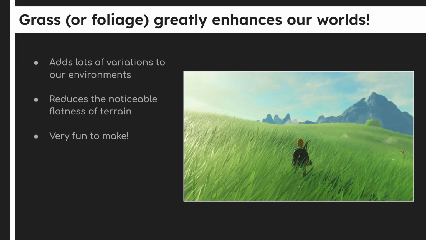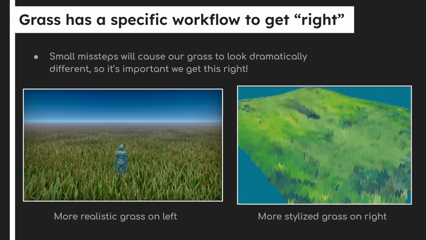There's not much going on in the terrain here, but that grass really enhances the feel of this environment so much. And there's one tree in the background, and there's a giant mountain in the far background, but up close, literally 90% of what you see is just grass, right? And so it's really important for big environments. When you're doing those specifically, you can reduce the flatness and add variation to your terrain through grass. And it's very fun to make.